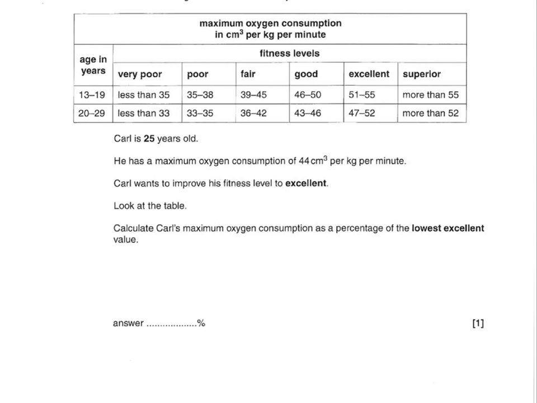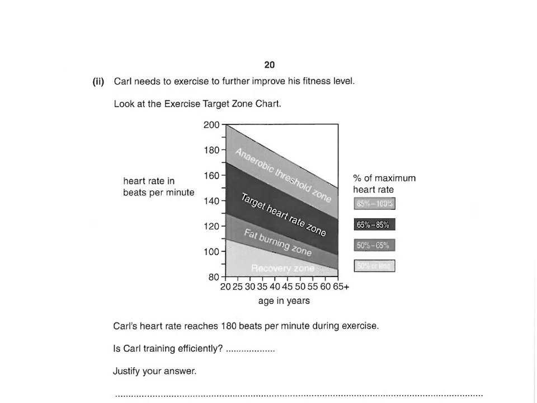So percentage is basically the actual value over the value you're comparing it to, times 100. So the lowest excellent value is 47. So you're going to do 44, which is his maximum oxygen consumption, divided by 47, which is the amount he's trying to get to, times 100 to convert into percentage. And that is 93.6.